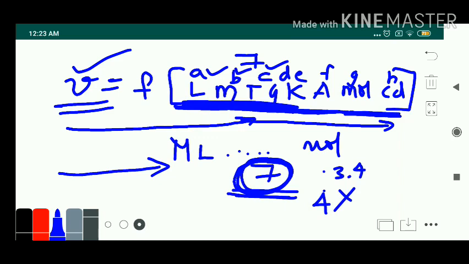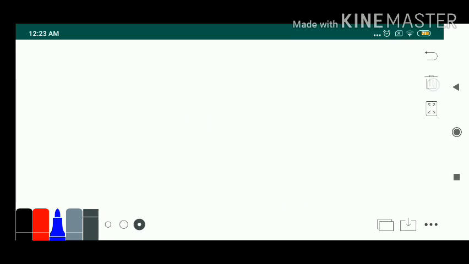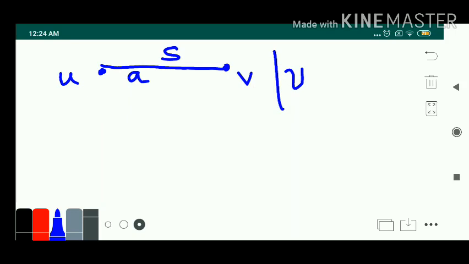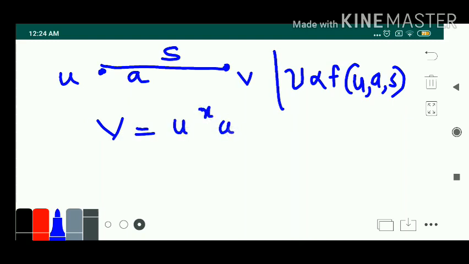Now the last major drawback is, see, you are told there is a particle. It had an initial velocity u, it was moving with an acceleration a, and it covered a distance s, so that now its final velocity is v. You can understand, right? So the velocity v is a function of what? Initial velocity, acceleration, and the displacement, right? Just by the statement you can know. So for solving, you will write it as u raised to x, a raised to y, and then s raised to z, right? You will write like this and try to solve it.